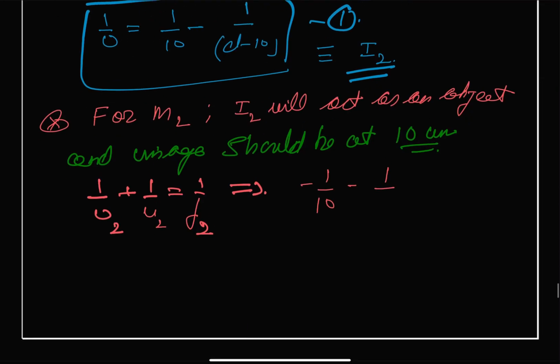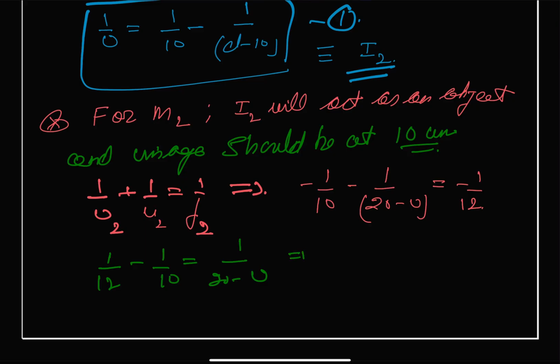Yeah, so we can write this as 20 minus v and will be equal to minus 1 upon 12, because the radius of curvature is given as 24. So we can write this as 1 upon 12 minus 1 upon 10 is equal to 1 upon 20 minus v, and this will be giving us v.